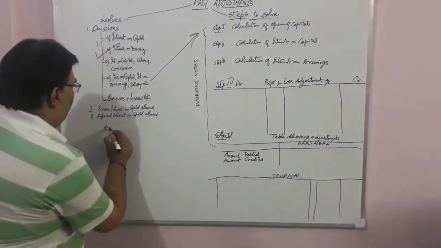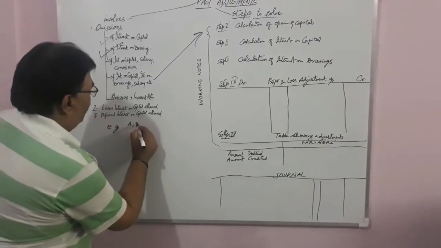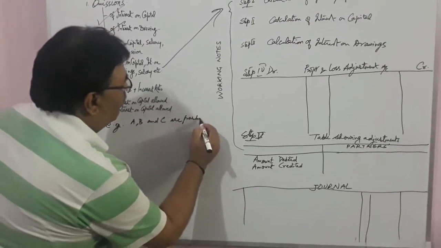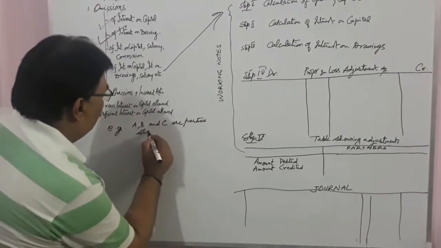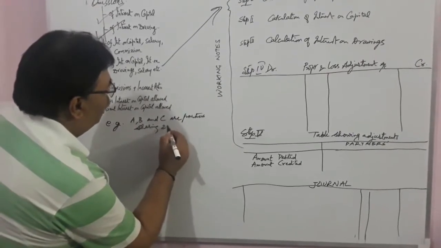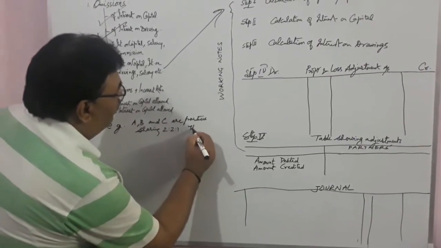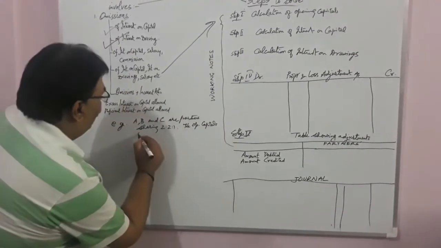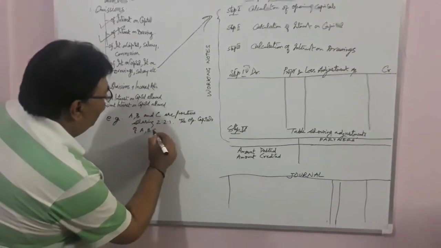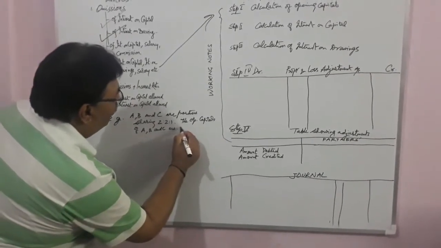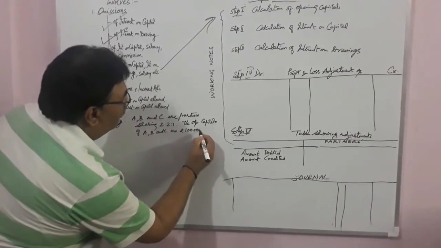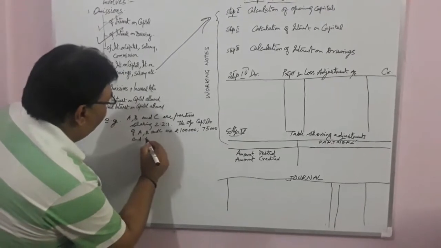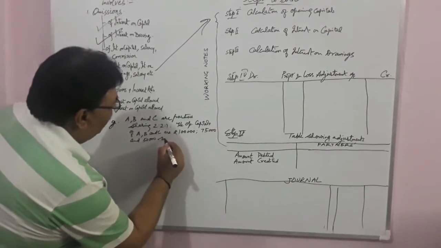For example, let A, B and C be partners sharing 3:2:2:1. The opening capitals of A, B and C are 1,75,000 and 50,000 respectively.